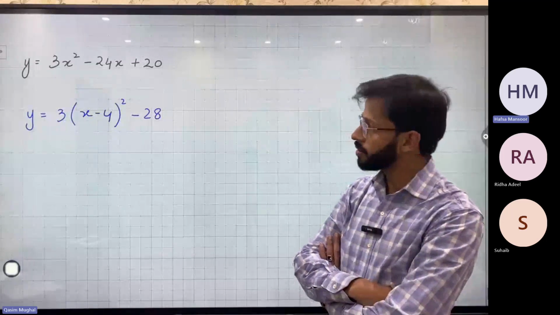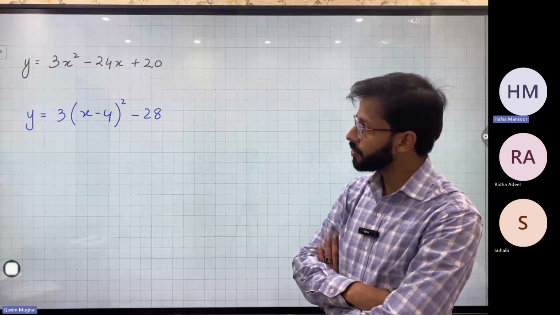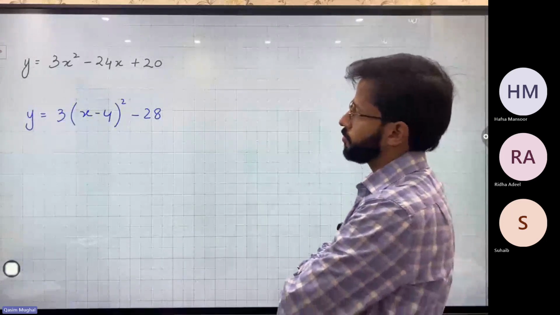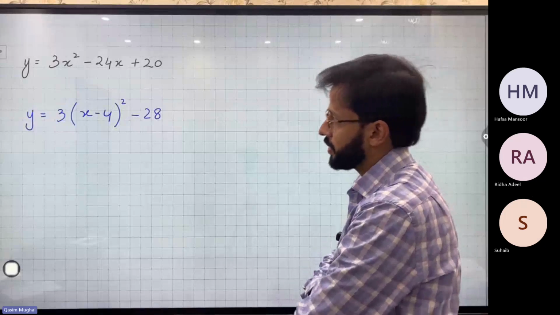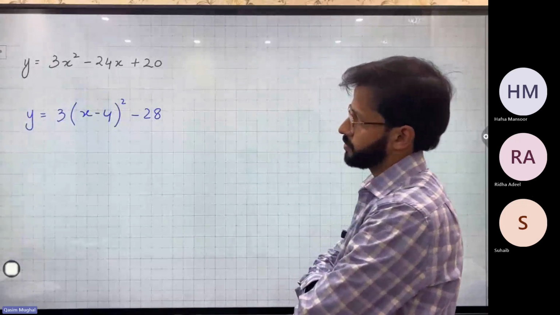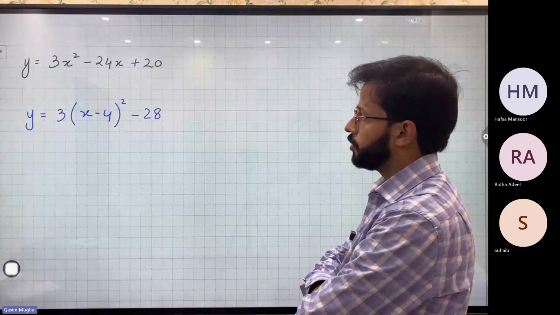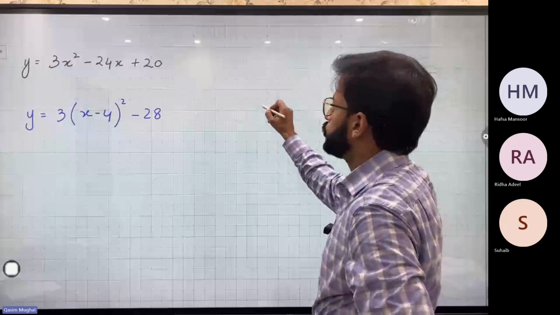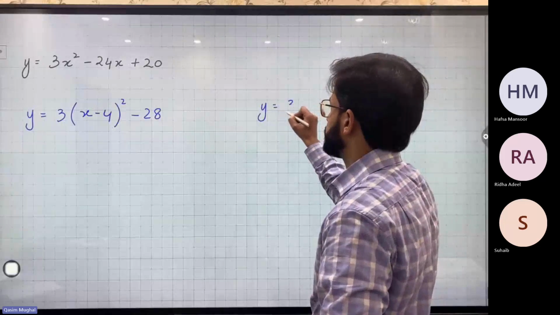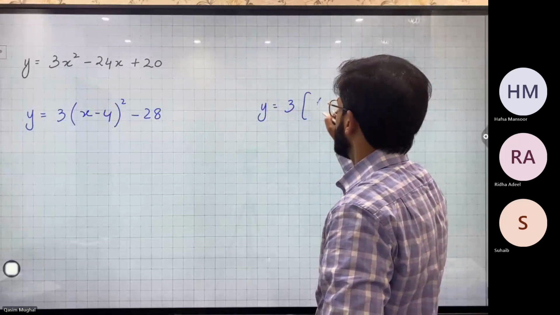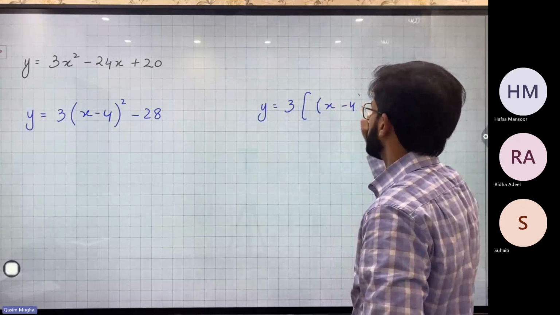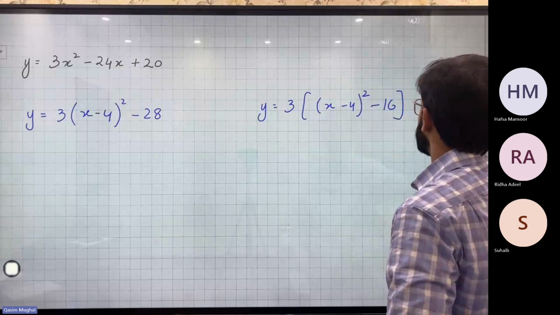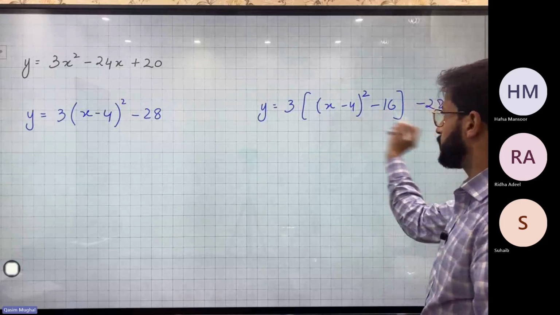I'm trying to figure out where I went wrong. I got plus 12 instead of minus 28. You got plus 12. Did you take common from the entire 3 terms or just the first 2 terms? First two. First 2. Then you should have got something like this. X minus 4 whole squared minus 16 and then minus 28. Is that what you got? Did you get this part?